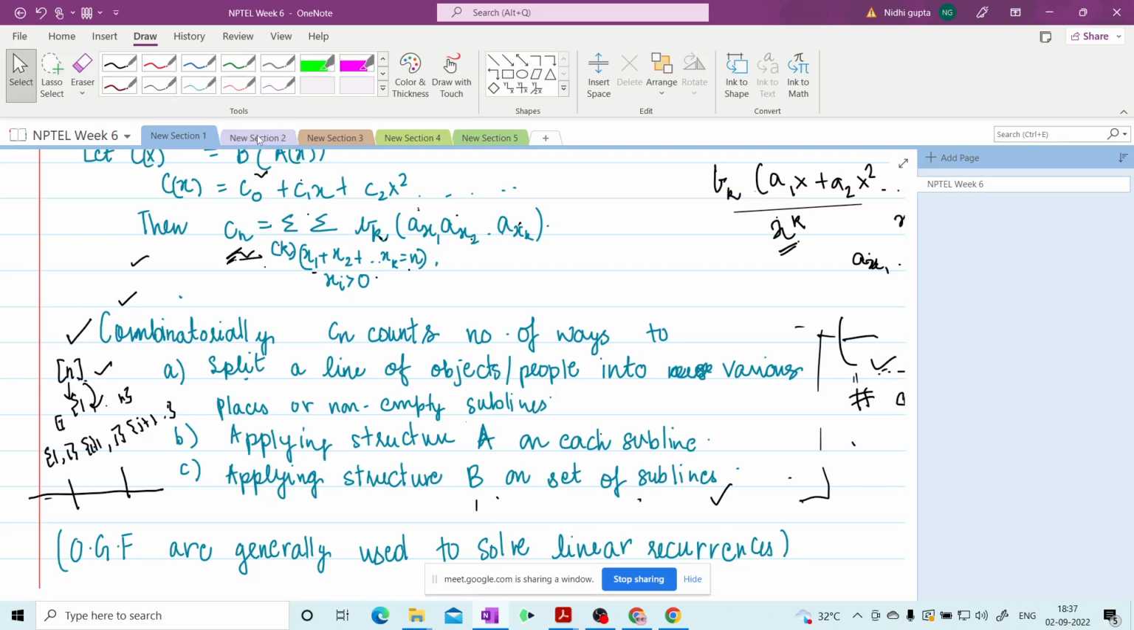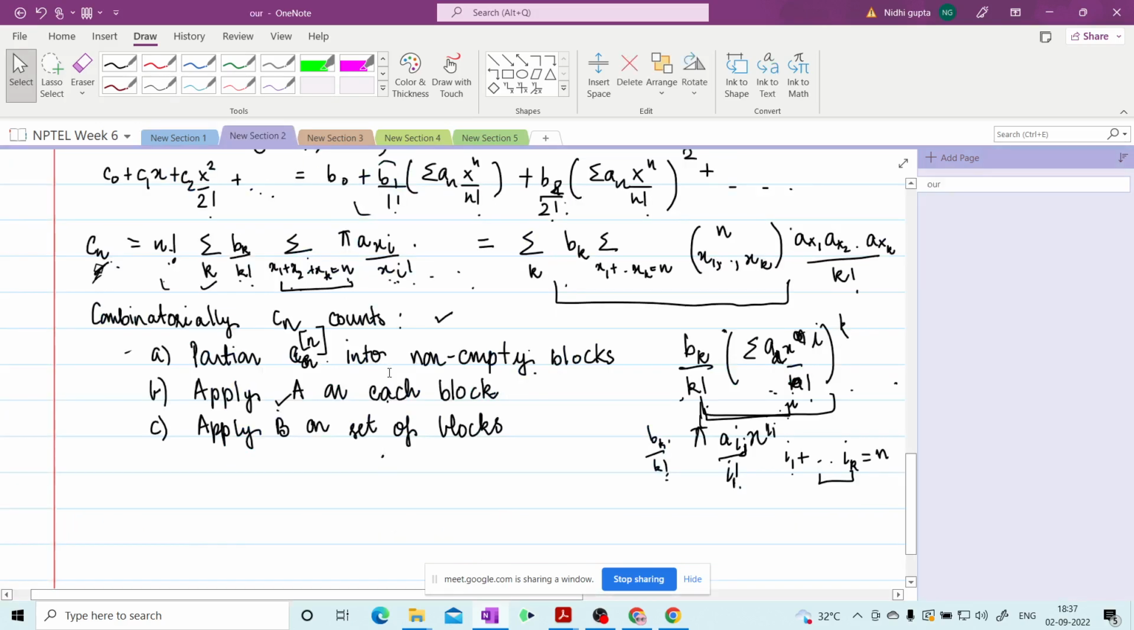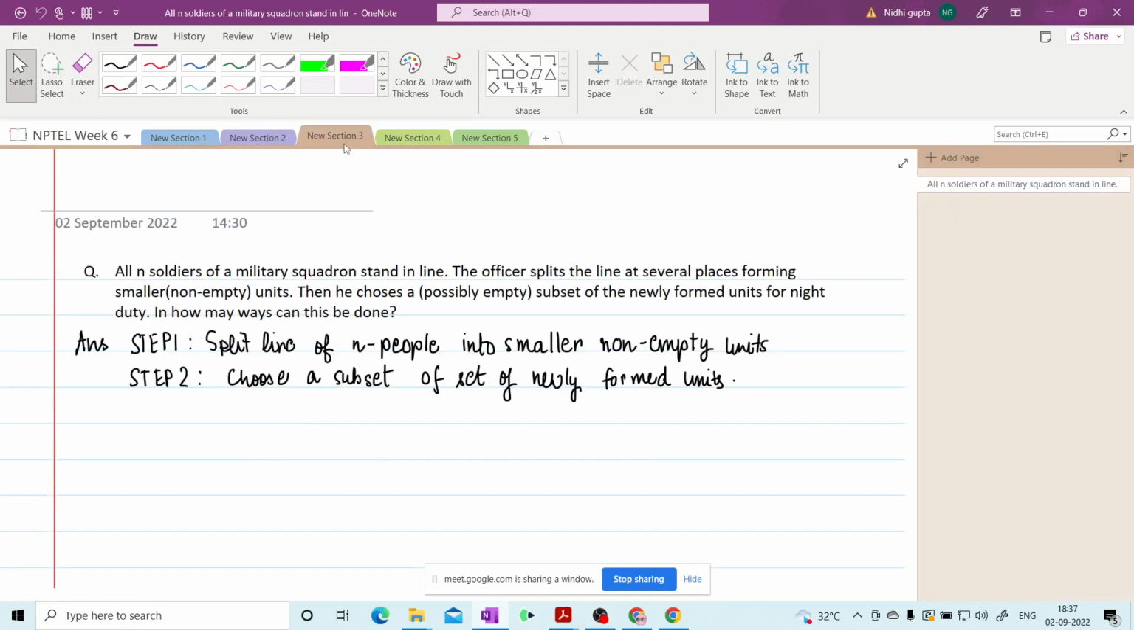But when we are at exponential generating functions, we are considering every possible partition of n. So this is the major difference between the ordinary generating function and the exponential generating function. Now we'll solve some problems and see which function can be used where.